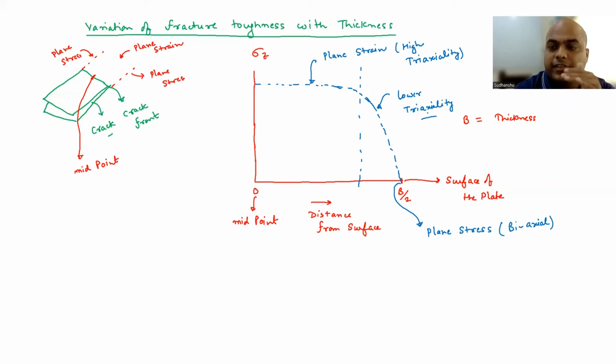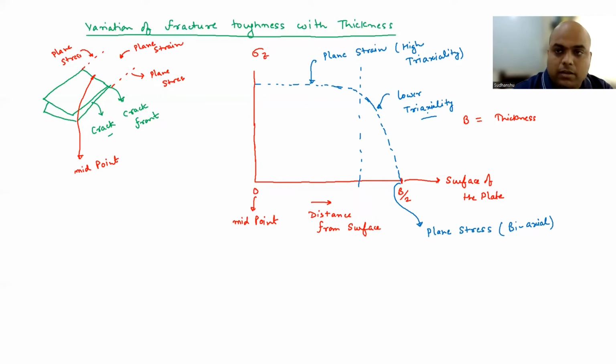Okay. So your sigma z is varying like this through the thickness, where it is going to be 0 at the surface, and then it will reach a maximum which corresponds to the plane strain condition. And the same thing will happen on the other side of the midpoint. Okay, so it will go like this, and then it will go down to 0 value on the other side of the midpoint of the plate.